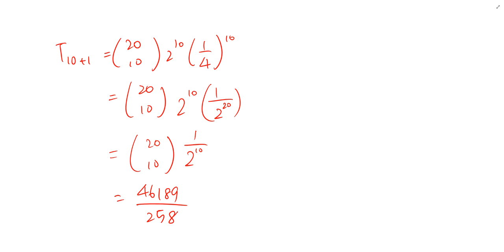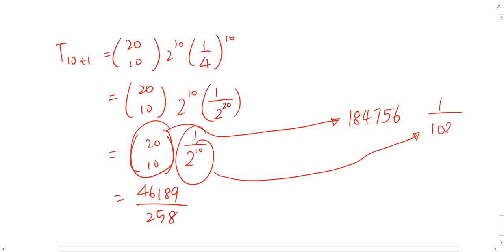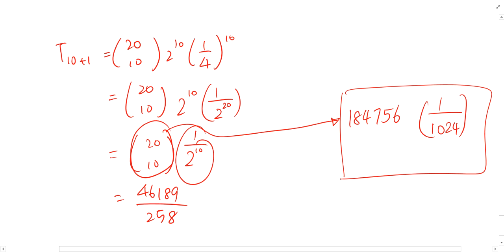Have you already forgotten how to do your long division, for example? Like this one, what is this? 20 choose 10, how much is that? 184,756. Okay, what about 1 over 2 power 10? It becomes 1 over 1024, am I right? So, can't you evaluate this by yourself? This one, isn't this the answer? Yes, right? Can you evaluate?